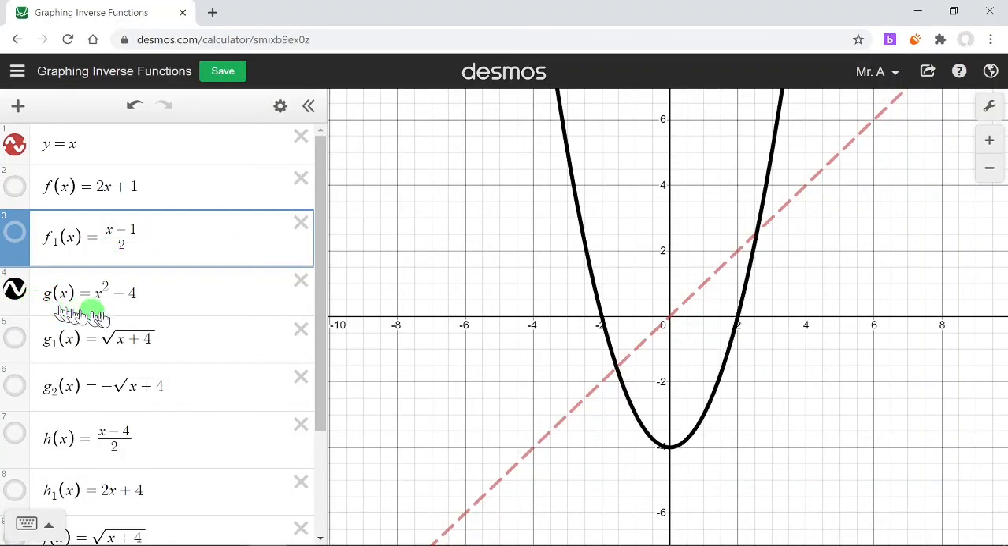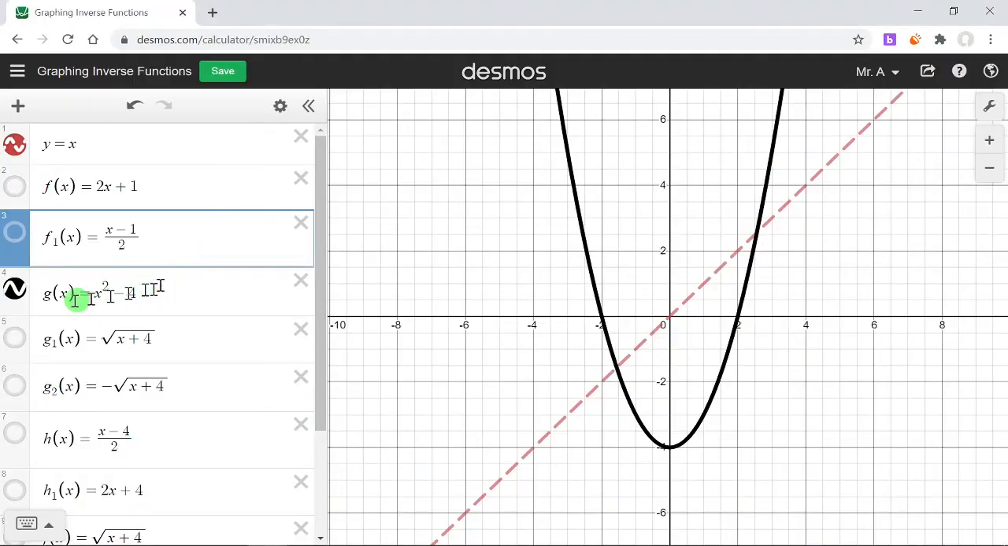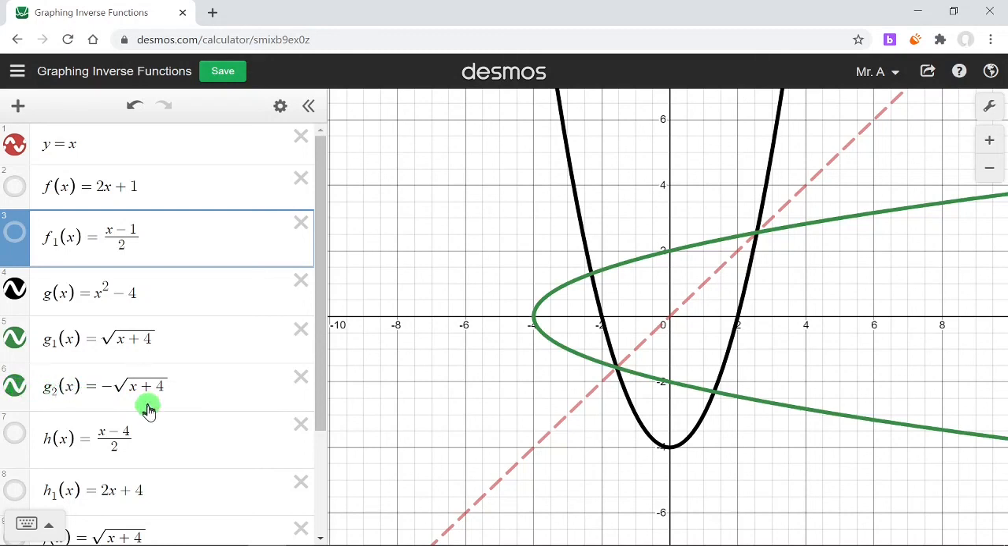Here's the original function, okay, just to compare it to that. And here's half of the inverse. Okay, that's the positive square root function right there. And then here's the negative square root function, which will be the other half. Okay, and you do get that same kind of heart-shaped or whatever that you want to call that.